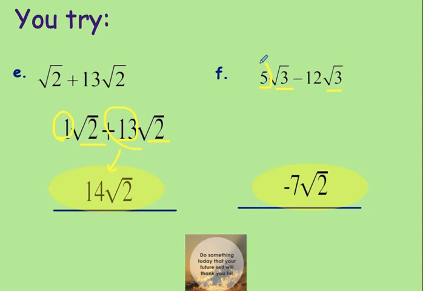And this one, you're going to take 5. Don't forget that minus sign. Minus 12. That's how you get a negative 7. So these are the easy ones. Let's move into the other ones that are going to require a couple of steps.